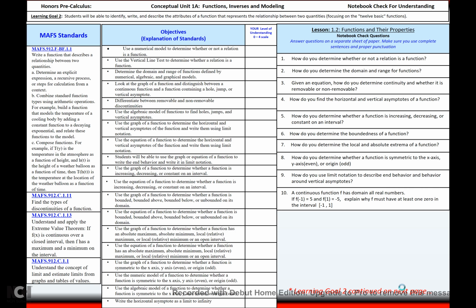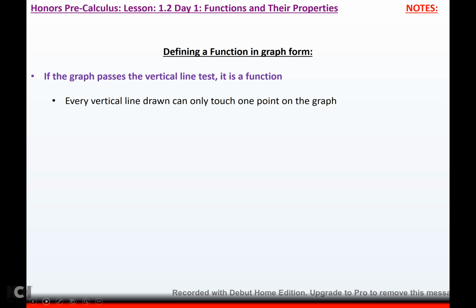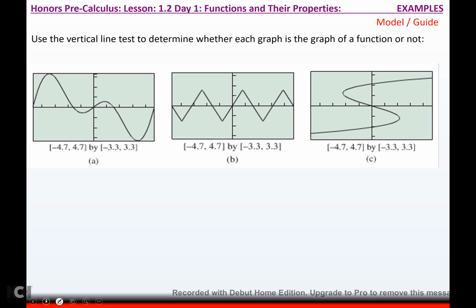Alright, today we're going to be talking about functions and their properties. So, defining a function in graph form: if the graph passes the vertical line test, it's a function. The vertical line test means that every vertical line drawn can only touch one point on the graph. If it ever touches 2 points at the same time, it's not a function.